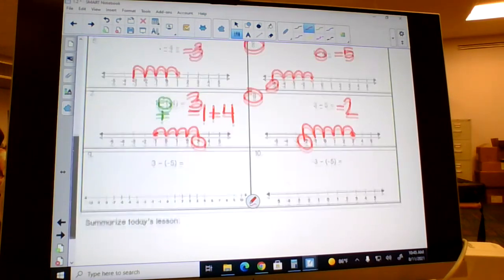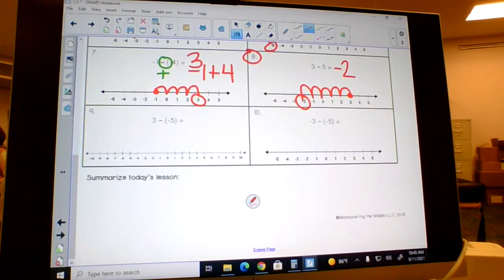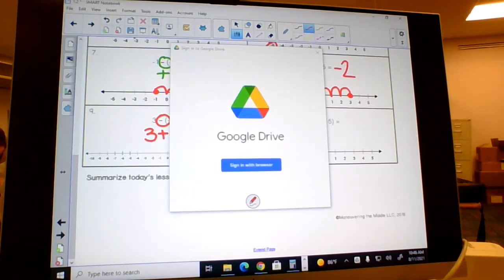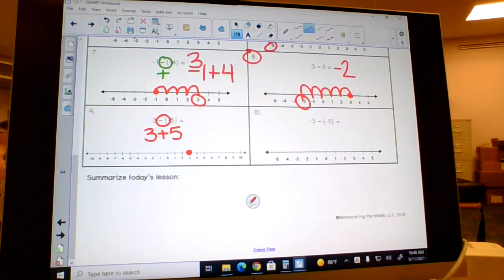Okay, let's look at this one, number 9. 3 minus negative 5. So when I subtract a negative, minus a negative changes to plus a positive. So 3 minus negative 5 is actually going to change to what? 3 plus 5. Minus a negative is plus a positive. So if I start at 3 here, and I add positive 5 to it, which way am I going to go? To the right now. So 1, 2, 3, 4, 5, and that gets me at 8.